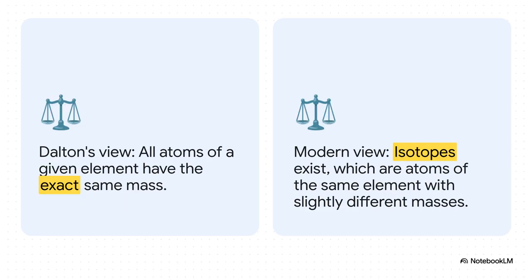He also had another idea that wasn't quite right. Dalton figured that all atoms of a specific element were perfect copies of each other. Same mass, same everything. But we later found things called isotopes. These are atoms of the same element that have just a slightly different mass. So while Dalton's blueprint was brilliant for its time, we've since added a few revisions.